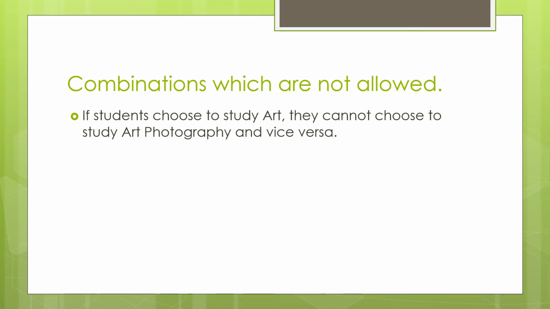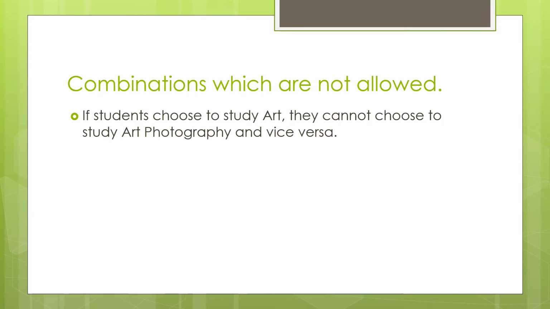But it is not possible for a student to study art and also opt to study art photography, and vice versa. So I just wanted to make people aware of this. This is an example of a combination set which is not allowed.